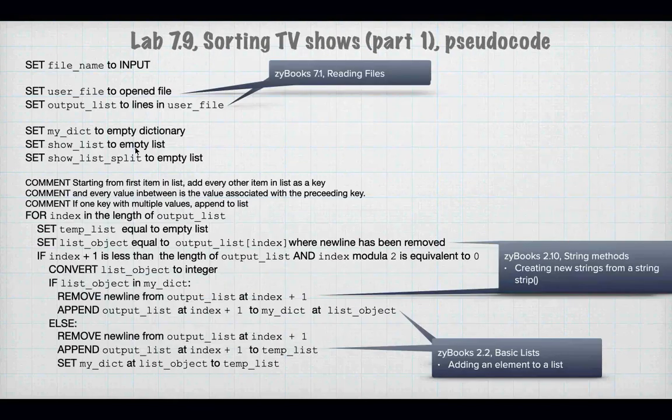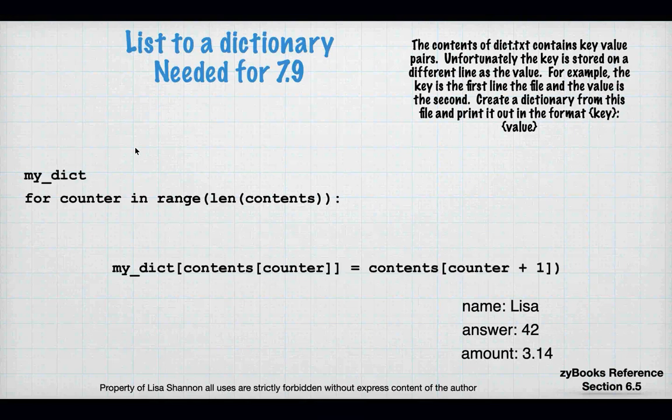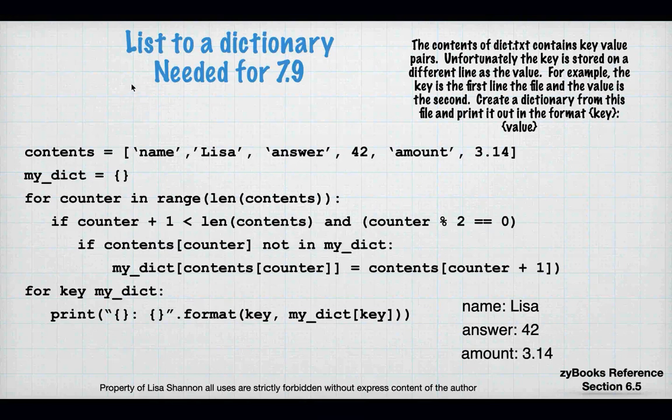So I'm going to create an empty dictionary called MyDict. And then I am going to go through the contents. Basically, I want name to be a key, and Lisa to be a value, and answer to be a key, and 42 to be a value, and amount to be a key, and 3.14 to be a value, which is a pattern. The first element is the key, the second element is the value, key value, key value, key value.